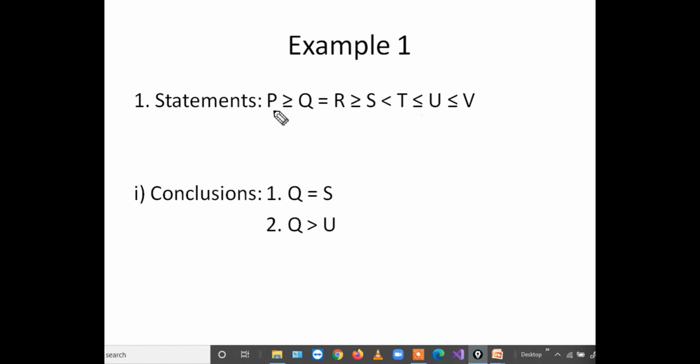There is a statement P greater than or equal to Q equal to R greater than or equal to S less than T less than or equal to U less than or equal to V. Q to S. He is asking first conclusion, relation between Q and S. So here is the Q and here is the S. Between Q and S, what are the inequalities we have? Equal to with the greater than or equal to. So we already have the table, equal to with greater than or equal to. What is the combination? The other than equal to, that will be the output.